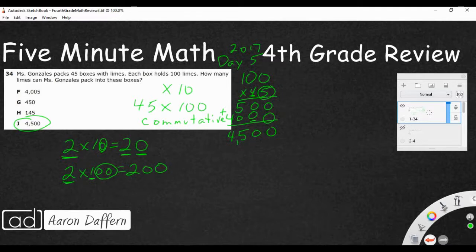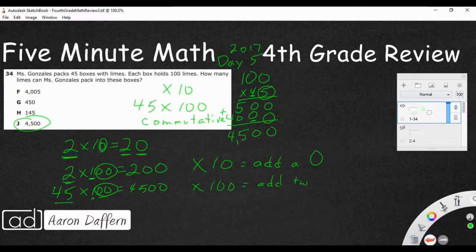And so we could do the same thing with this 45 times 100. We're going to take our 45 times that 1. Well, that's simple. That's 45. How many zeros are we going to add? 1, 2. So one thing we need to know is that if you multiply something by 10, you just add a 0. I'll put a 0 right there. And if you multiply something by 100, you simply take that number and then you add 2 zeros.